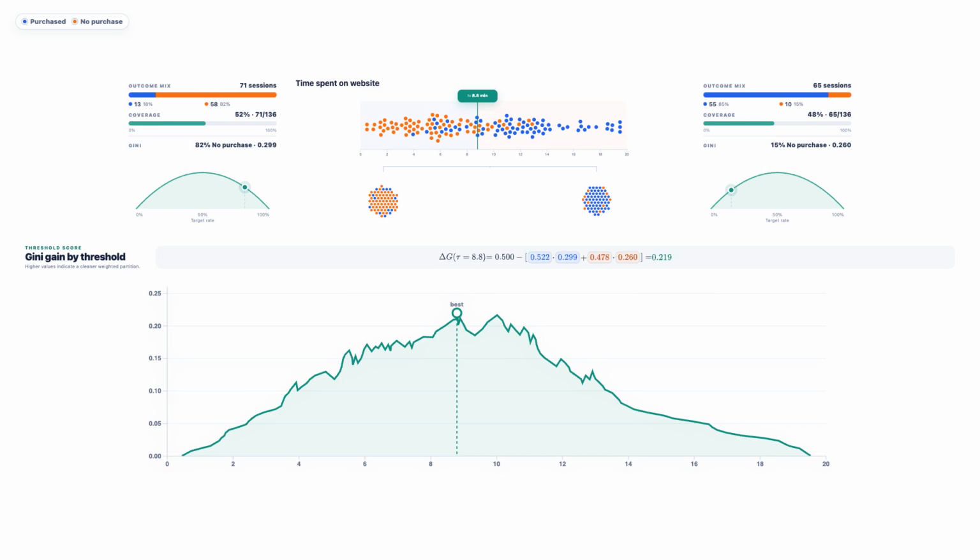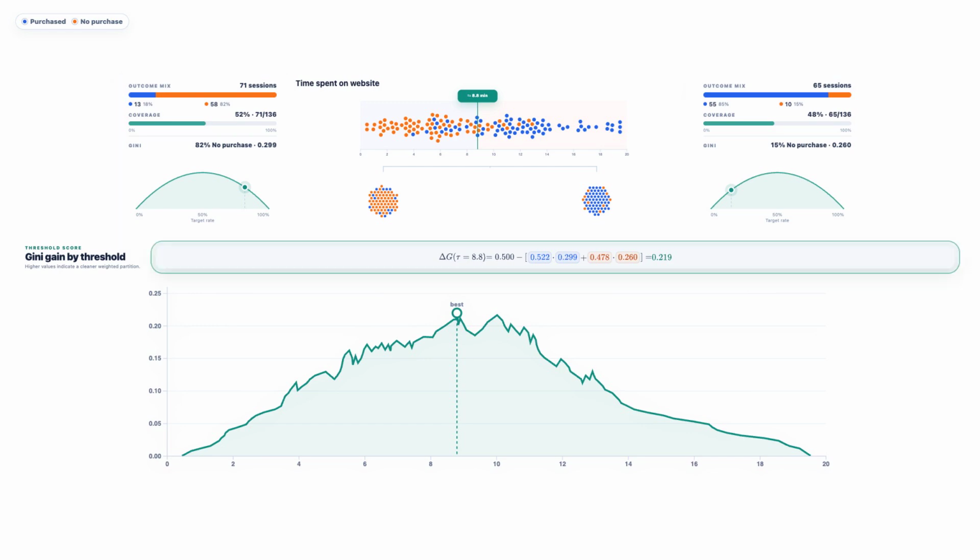We began with labeled website sessions. Each example had a time value and a purchase outcome. We sorted the sessions by time so candidate thresholds could be tested. For any chosen tau, the stump sent x less than tau to the left leaf and everything else to the right leaf. Then we evaluated the leaves. We looked at outcome mix, coverage, and Gini impurity. Lower Gini meant a leaf was less mixed. To score the split, we compared the parent impurity with the weighted impurity remaining in the two leaves. The threshold with the largest reduction became the selected split.